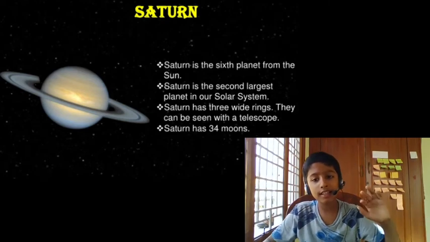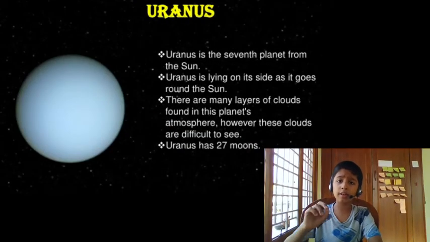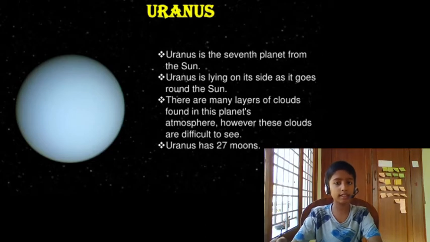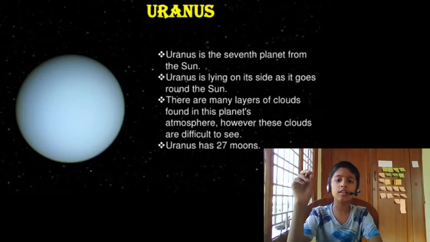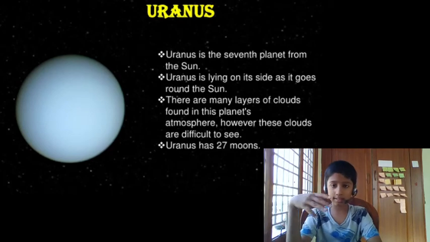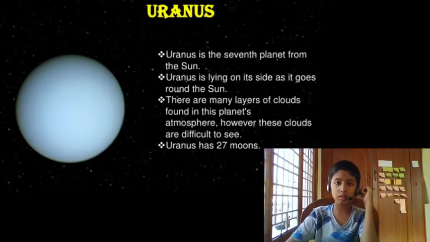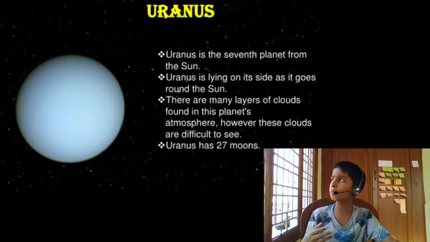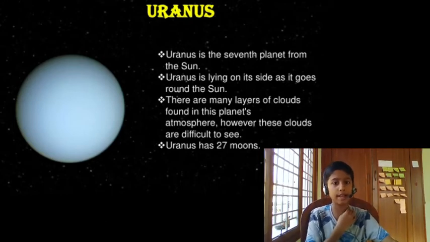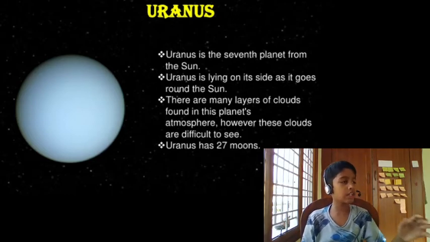And the next planet is Uranus. Uranus is the seventh planet from the sun. Uranus is lying on its side as it goes around the sun. There are many layers of cloud found on this planet, however these clouds are difficult to see.